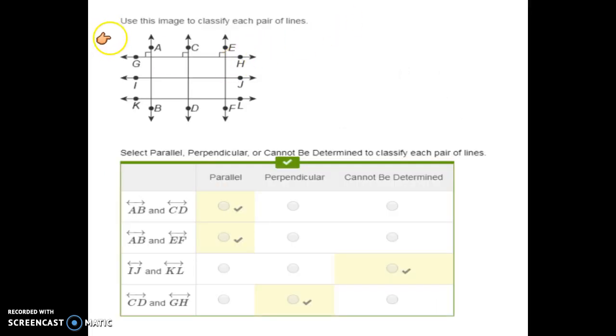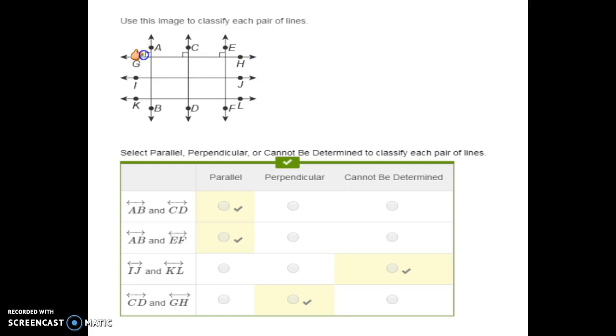The last one is very similar. It wants you to use the image to classify each pair of lines. Okay, so look at our image. All they've told us is this is perpendicular, this is perpendicular, this is perpendicular. So these are perpendicular to the same line. So that was one of the theorems in the problem that said if they are perpendicular to the same line, then they must be parallel.